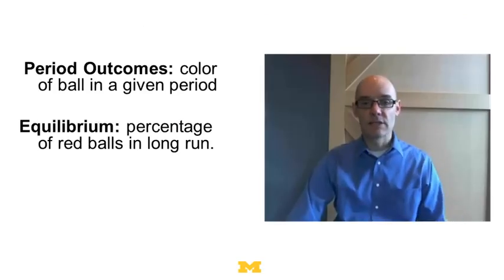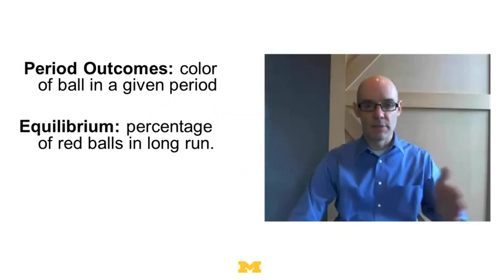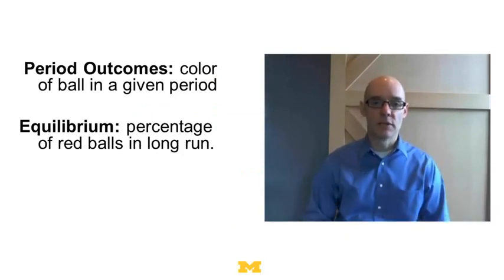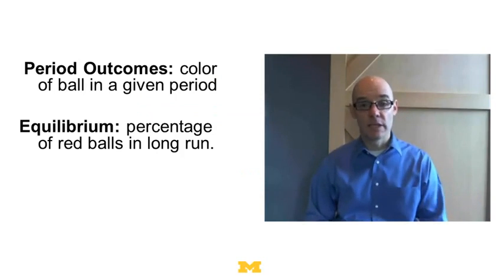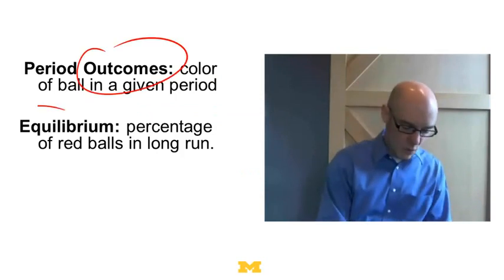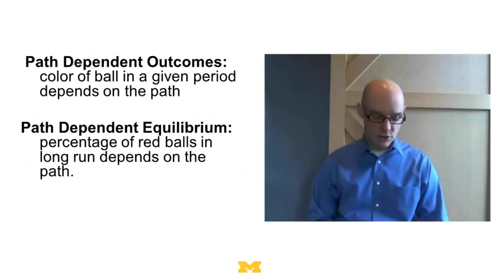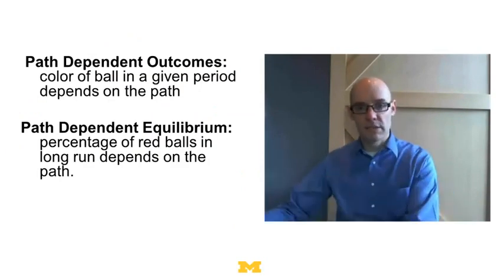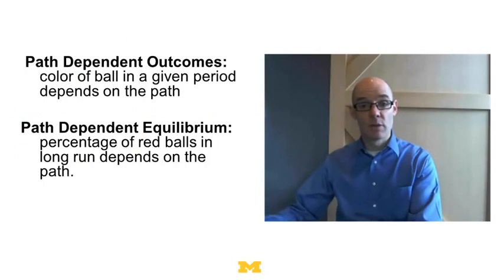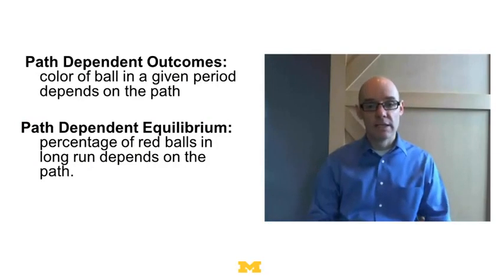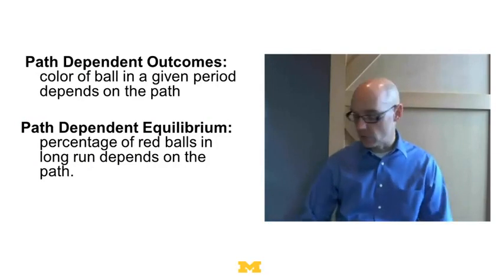You might make a distinction between the period outcomes, what happens in a particular period, versus in the long run, what does the distribution of balls in the urn look like? So when you think about path dependence, we can think of it either in terms of these outcomes, or we can think of it in terms of the equilibria that are generated. So that's going to be an important distinction. Path-dependent outcomes just means that what happens in a period depends on what happens in the past. That's going to be true of both the Polya process and the balancing process. Path-dependent equilibrium means what happens in the long run depends on the process along the way.